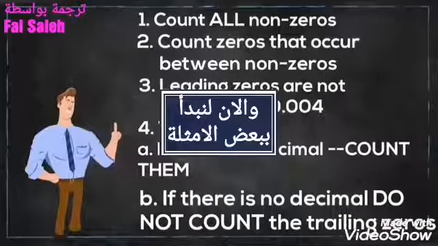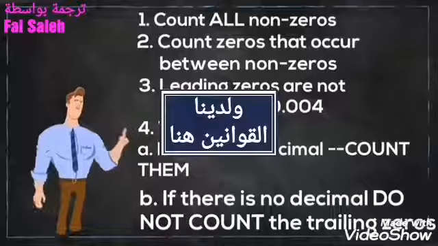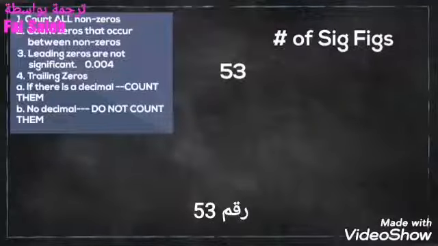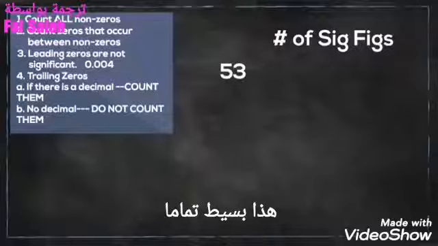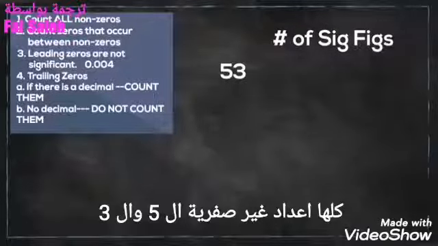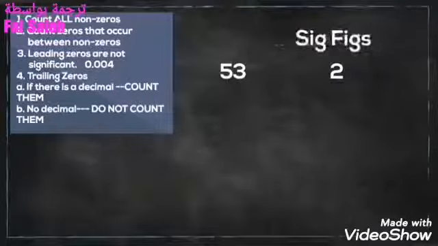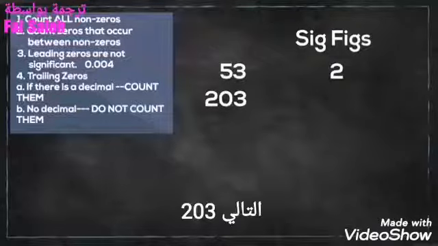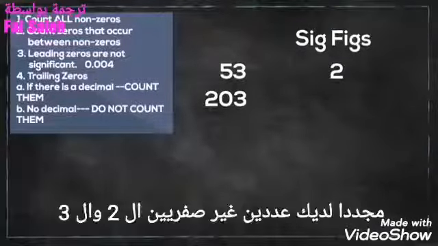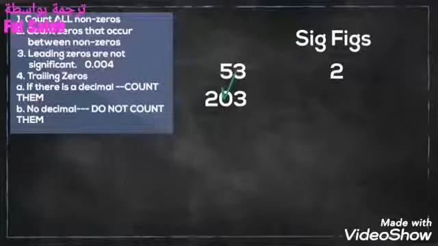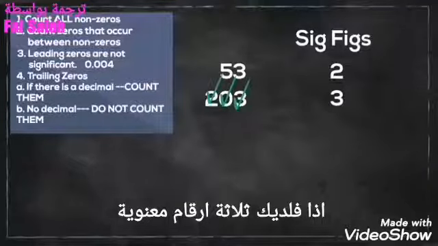So let's get started with a couple examples, and I have the rules here to remind you. 53. This one's fairly straightforward. They are all non-zeros, the 5 and the 3, so you will have 2 significant figures. Next, 203. Again, you have 2 non-zeros, the 2 and the 3, but you have a 0 in between, so you will have 3 because you will count them all.